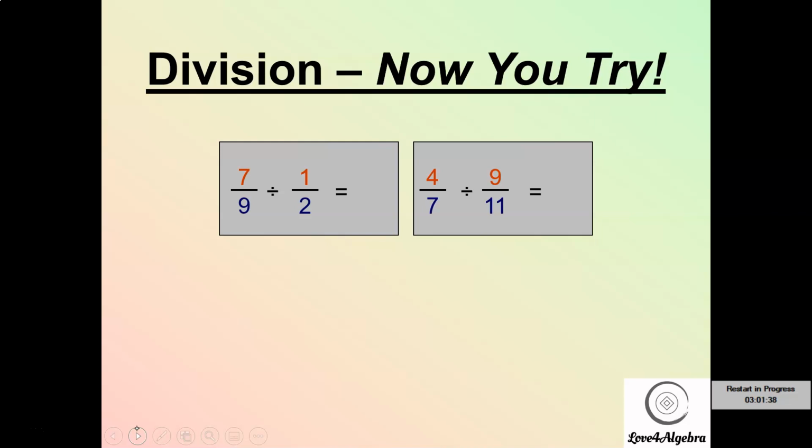So 7/9 divided by 1/2 is really 7/9 times 2 over 1. And when you do that, you get 14/9. If I told you to put that into a mixed number, I would say 1 9 fits in 14, and there are 5 left over, and you keep the denominator. 4/7 divided by 9/11 is really 4/7 times 11/9. And then you get 44/63, which is already reduced.